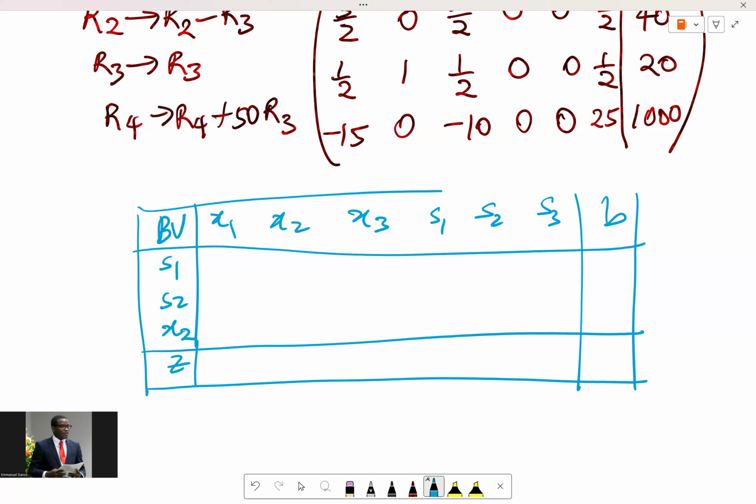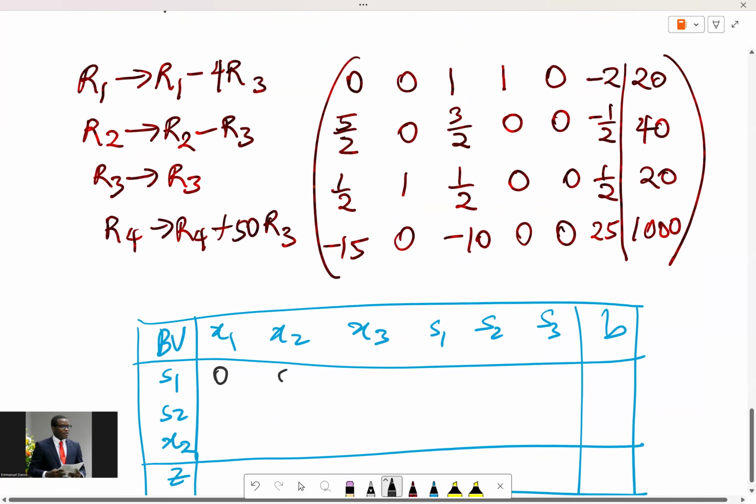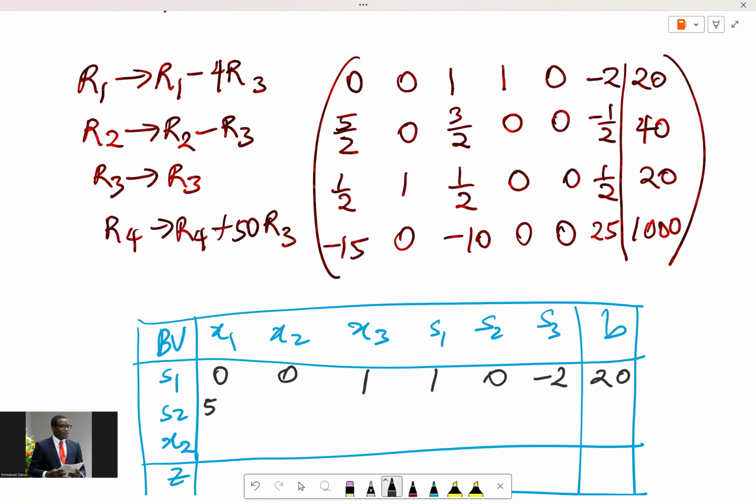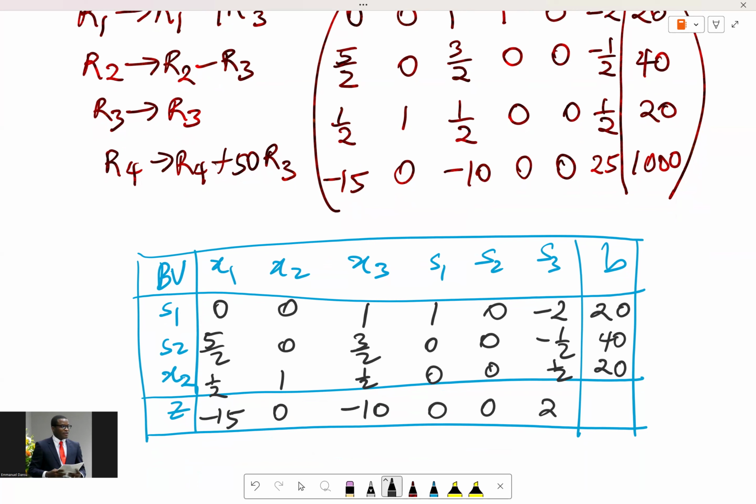So we have this. Okay, so we can put the values. So 0 0 1 1 0 minus 2, 20. Then next we have 5 over 2, 0, 3 over 2, 0 0 minus 1 over 2, 40. Then that's half now. 1, 1 over 2, 0 0 1 over 2, then 20. And in the Z row, we have minus 15, 0, minus 10, 0, 0, 25. And this is 1,000.